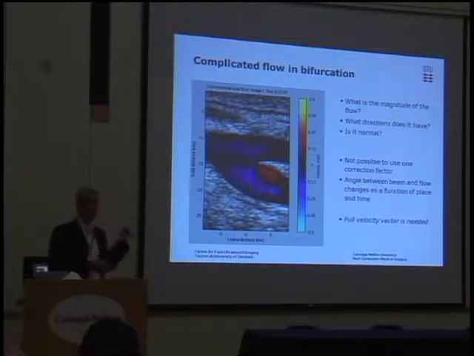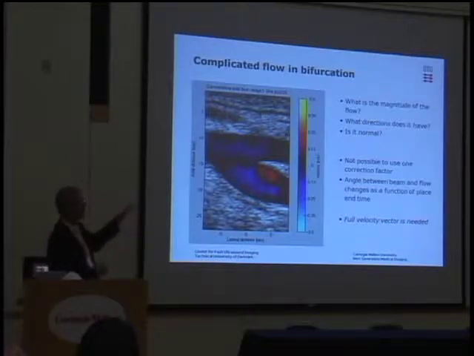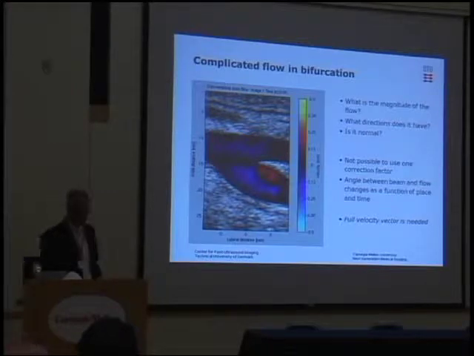Because in the previous example, we could just say, okay, the angle is 80 degrees. We compensate for that and get back to the correct velocity. But what is the angle here? It's quite obvious that there is not one angle. You cannot correct this. You would have to correct this for all places in the image 20 times a second. That's not something you can use in the clinic. So what we do need here is the full velocity vector.